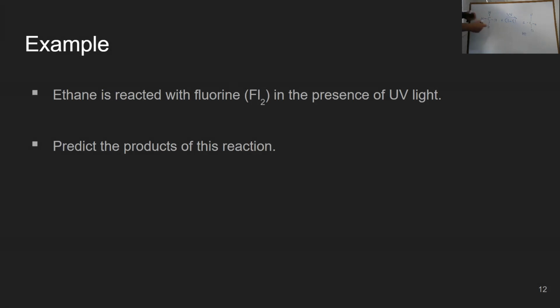So if I react ethane in the presence of fluorine and UV light, we would get the same thing, except we would have F here, and we'd also get a byproduct of HF. Don't know why that's Fi, it's just F, so my bad.